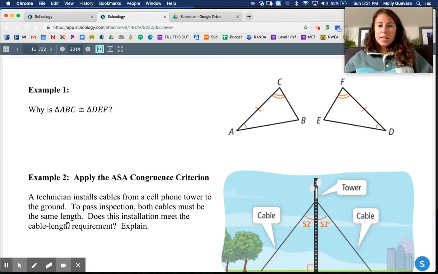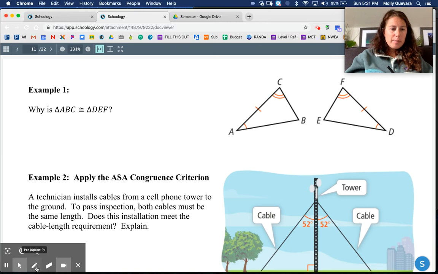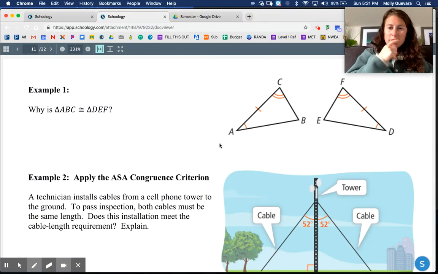Let's look at example 1 here. Example 1 asks us, why is triangle ABC congruent to triangle DEF? By looking at this, I know that angle A and angle D are the same. I know that angle C and angle F are the same. And I know that AC and DF are the same length. So because of that, if I go left to right or right to left, actually it doesn't matter, I have angle, then a side, then an angle.